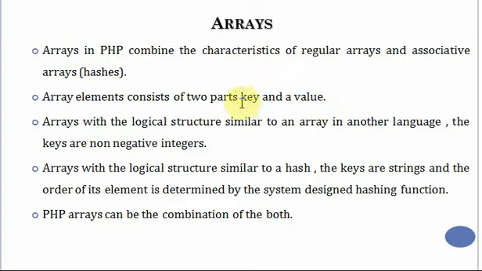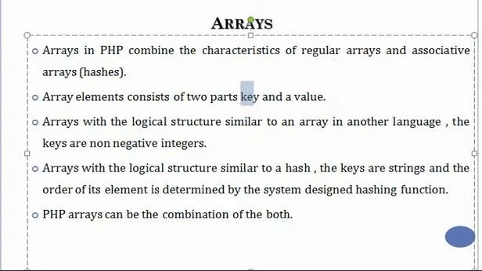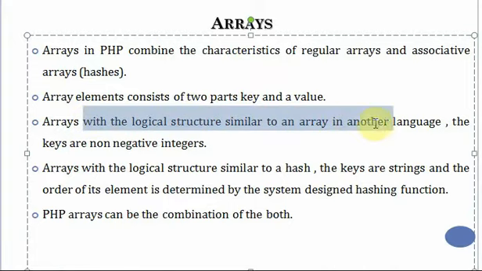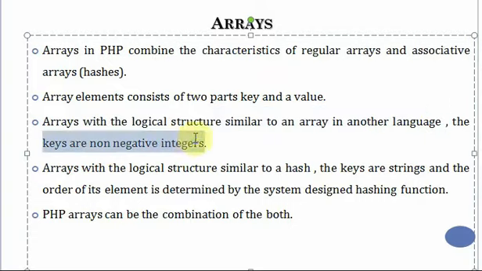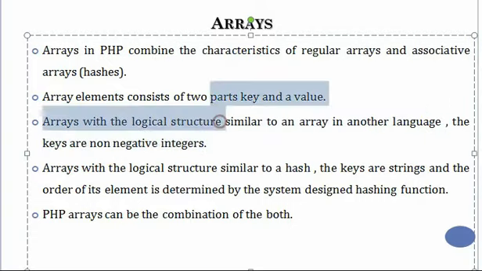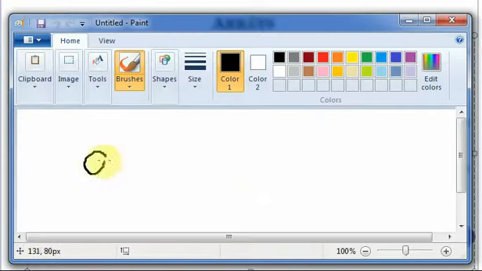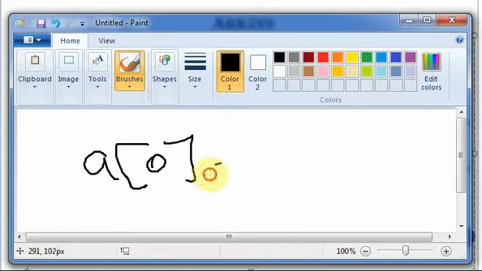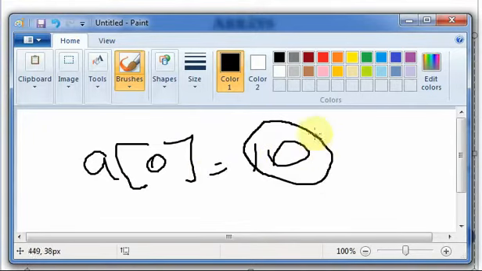So here, key is nothing but, if you are speaking about arrays with logical structure similar to an array in another language, the keys are non-negative integers. We'll just come to both of these points. Suppose I ask what arrays we have already learnt in other programming languages. Suppose I give it like this, then the value is 10 here, and this is called your index, and this is nothing but the name of your array, right?